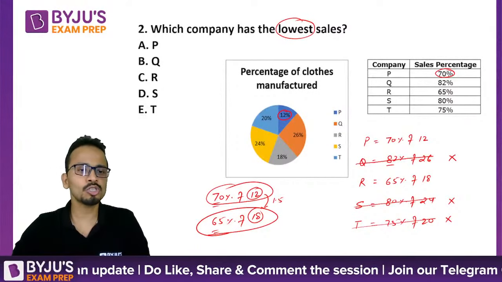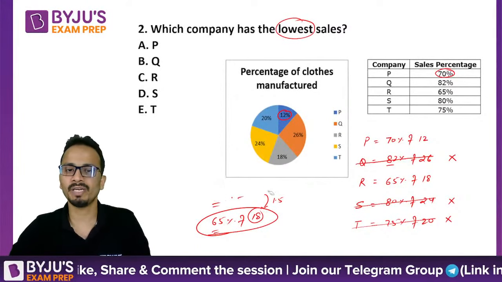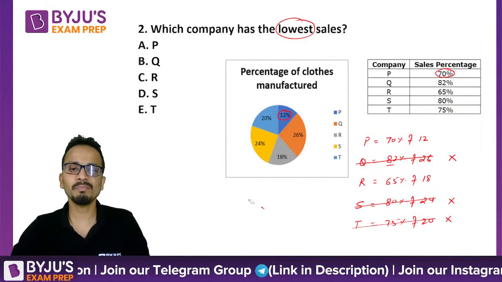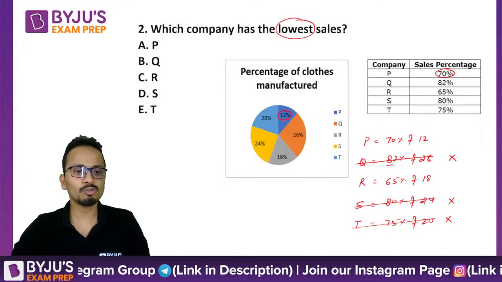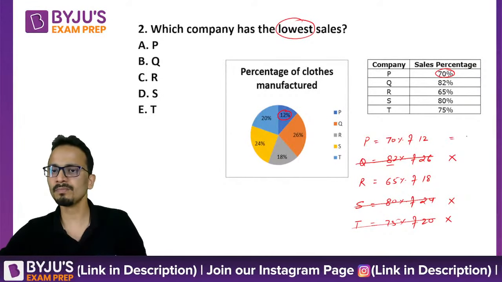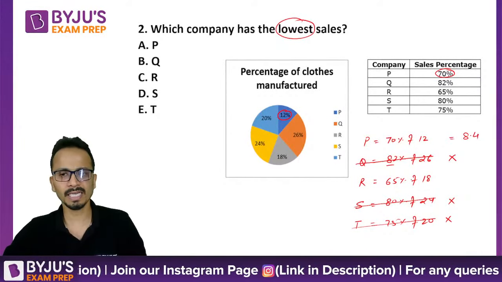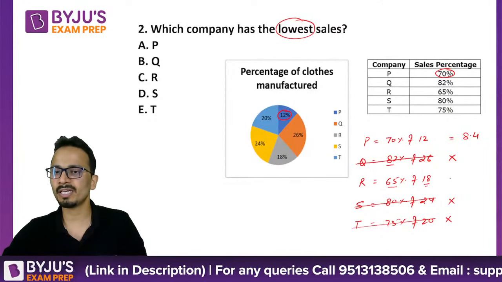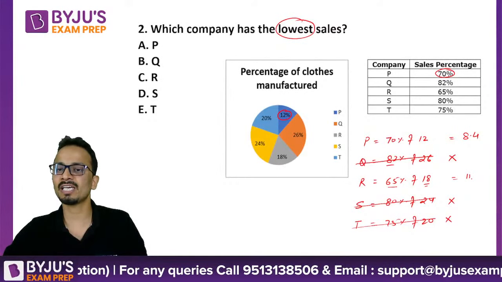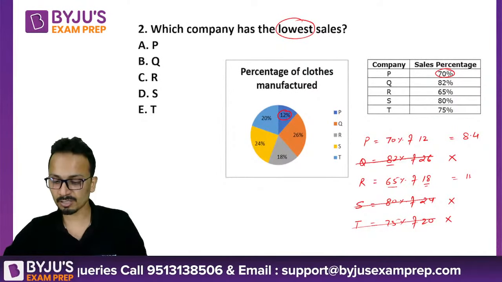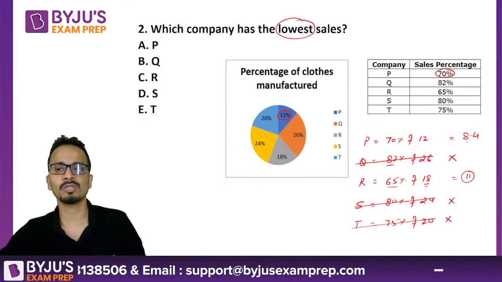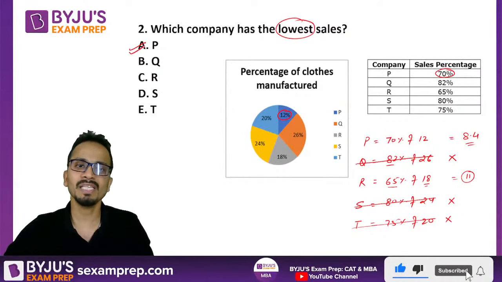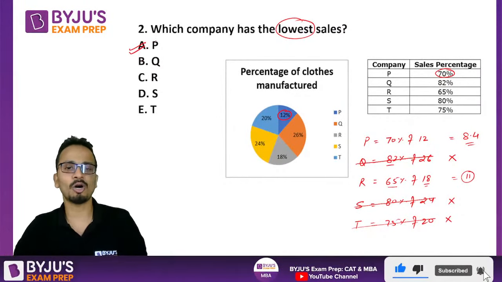Otherwise, you can also calculate their approximate values. So 70% of 12 will come out to be 8.4 to be precise. Now 65% of 18, if we calculate, this value will come around 11. So definitely 11 is more than 8.4. So the lowest sales will be for company P, and the correct answer is option A.